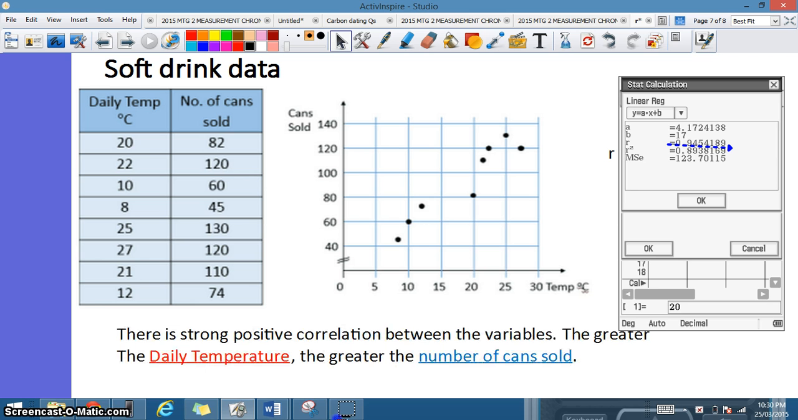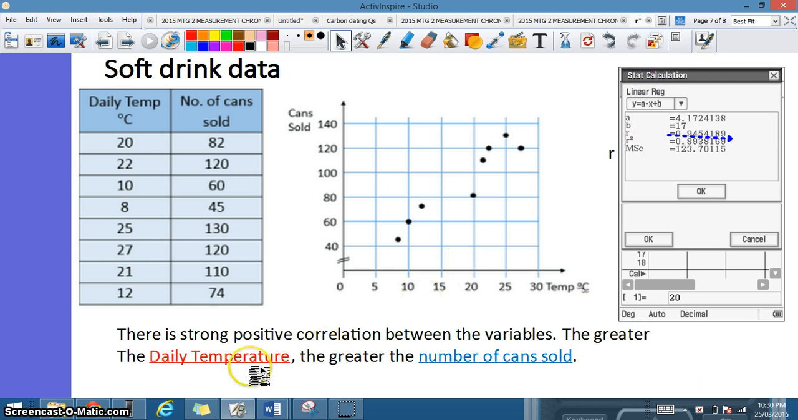Righto. So here is the sentence that you should or could have written. There is a strong positive correlation between the variables. The greater the daily temperature, the greater the number of cans sold. So it's important that we put the independent variable first and the dependent variable second. That's very important that you get them the right way around. Daily temperature is the independent variable, number of cans sold, the dependent variable.